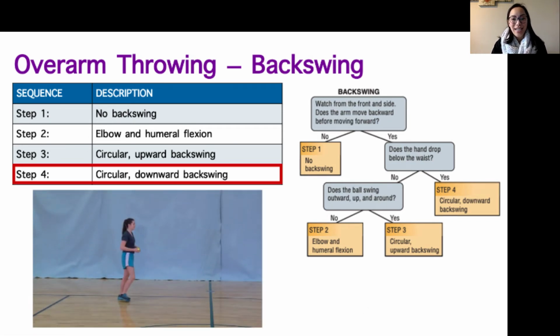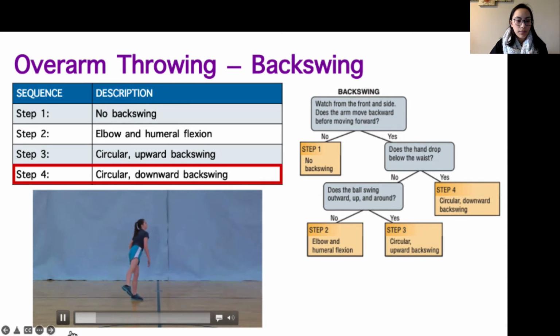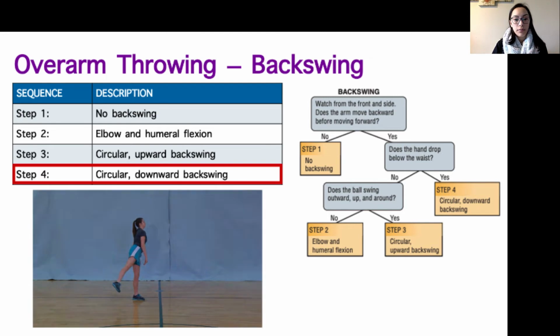So in a circular downward backswing or step 4, the ball moves away from the intended line of flight to a position behind the head via a circular down and back motion. And that's going to carry the hand below the waist specifically. So that's the identifying characteristic for a step 4 classification. So we can watch this video, fast and slow. See, hand drops below the waist into a downward and backward circular motion for the throw.